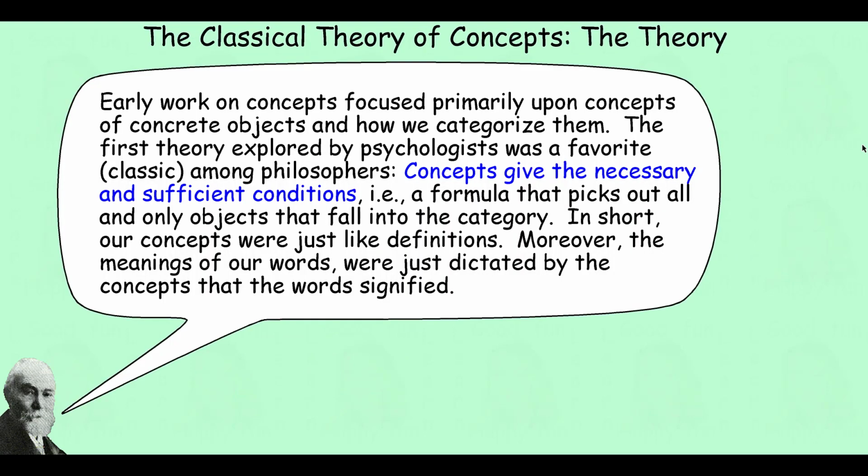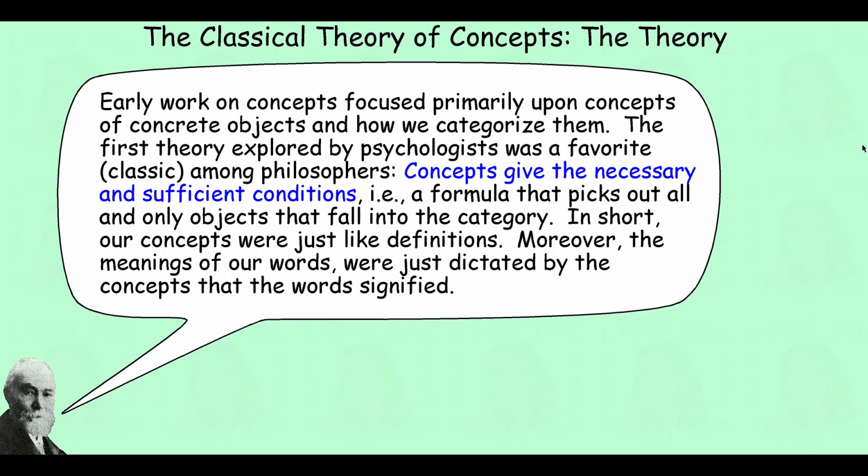Early work on concepts focused primarily upon concepts of concrete objects and how we categorize them. The first theory explored by psychologists was a favorite among philosophers like Gottlob Frege here. Concepts give the necessary and sufficient conditions, i.e., a formula that picks out all and only the objects that fall into the category. In short, our concepts were just like very good definitions.